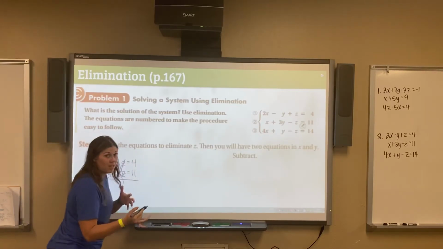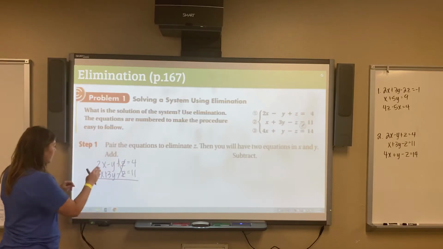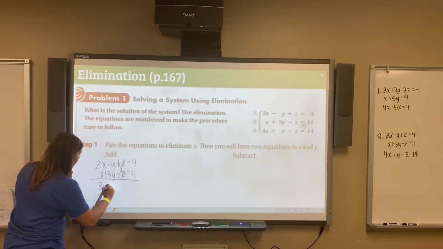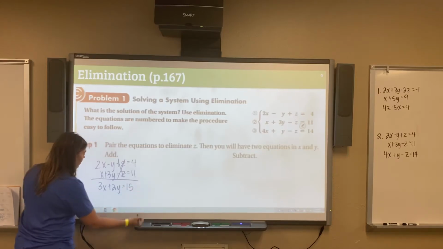Not everything's going to cancel here, guys. We want 2 equations, 2 unknowns. So here we have 3x plus 2y is equal to 15.